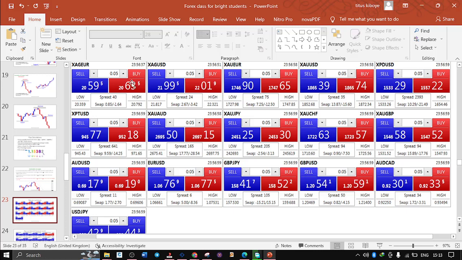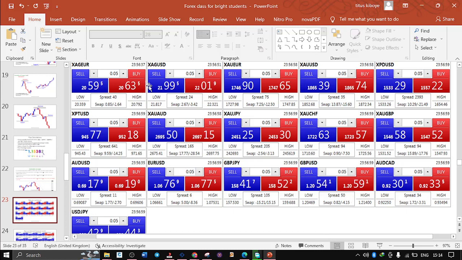The lower figures, top left corner: 2059 5. Are you seeing the small 5? Yes. The small 5 is called a pipet. Then the 9 here is a pip. Then those are 59 pips.